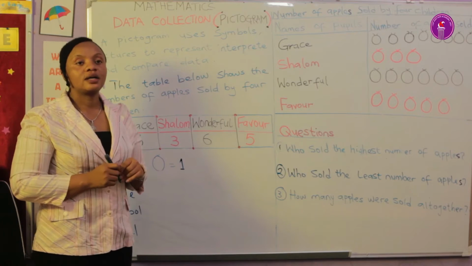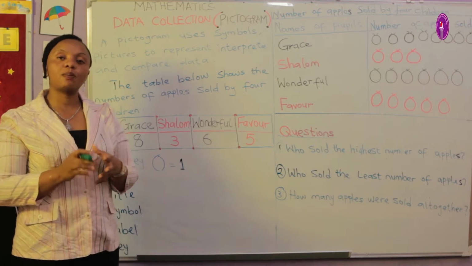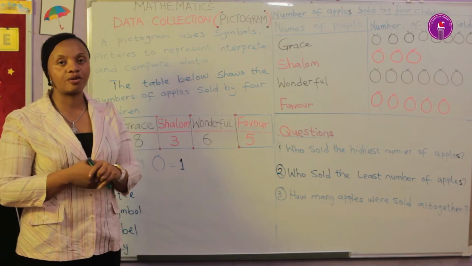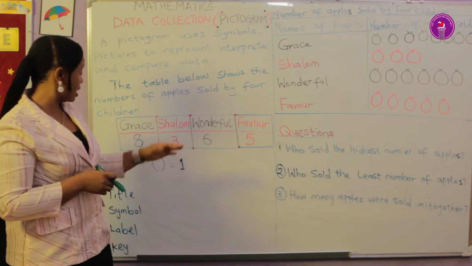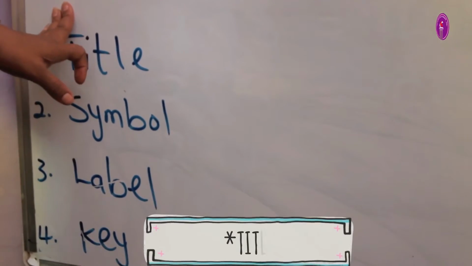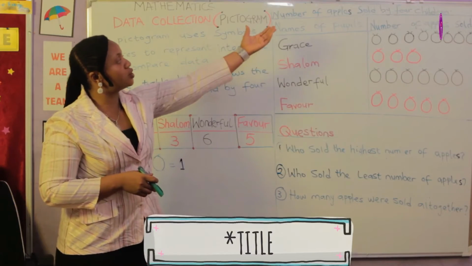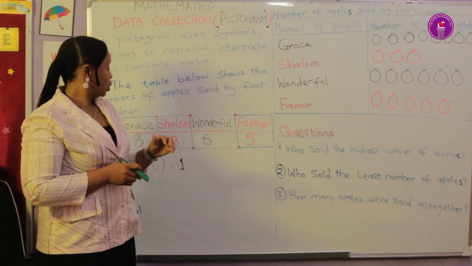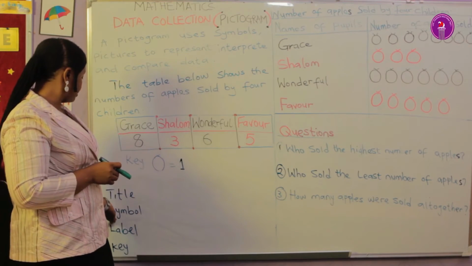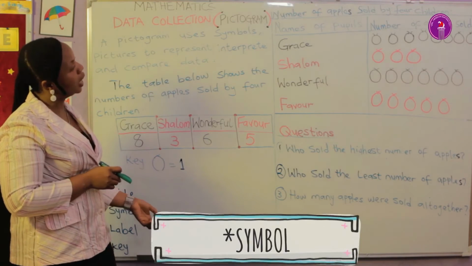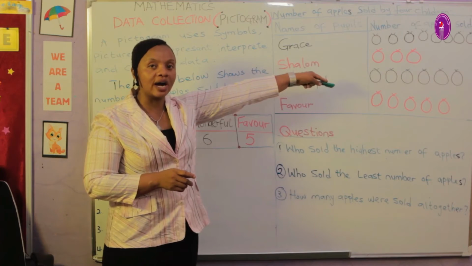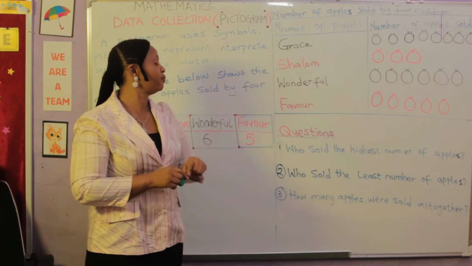Before we do that, let's talk about some vital parts that your pictogram must have. Your pictogram must have the title. The title tells you about the pictogram. Your pictogram too must have the symbol. Now, the symbol tells you the number of objects you have in a pictogram.